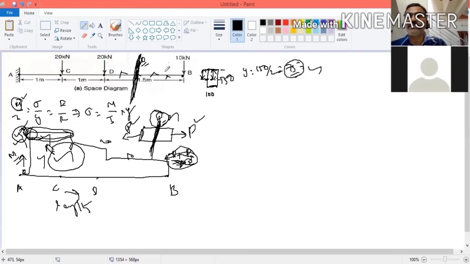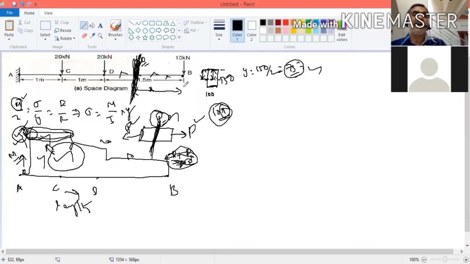That is one point. Suppose you want to find the bending moment at this point, and let's assume the distance is x, some value you don't know. To find the bending moment at this point, you consider either the right side or the left side. If you consider the right side, we have only one load. Then the bending moment is 10 into x. So it is a function of distance.